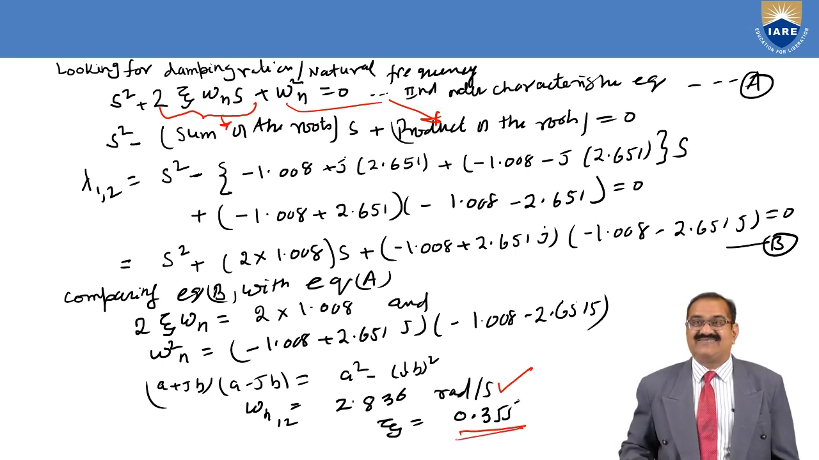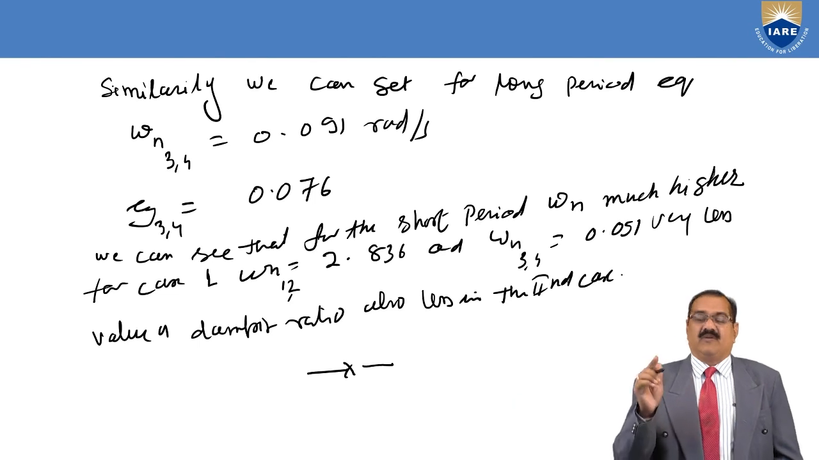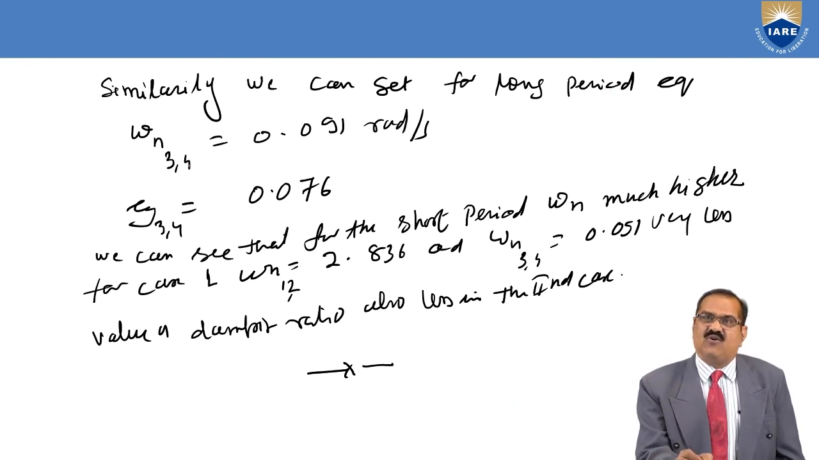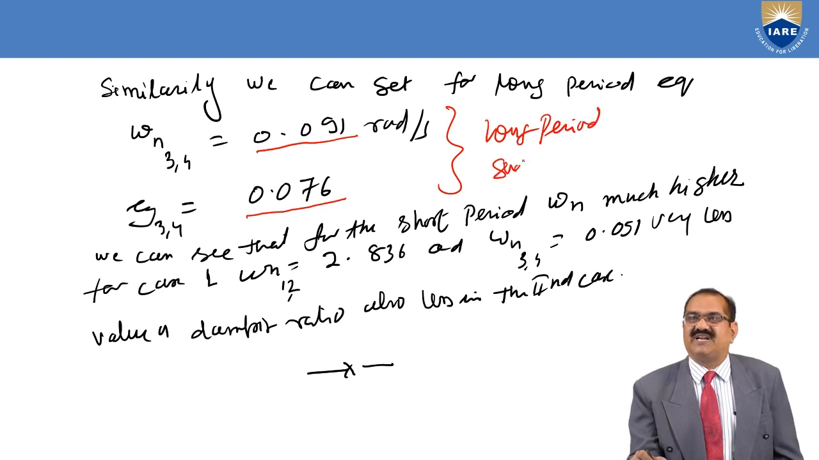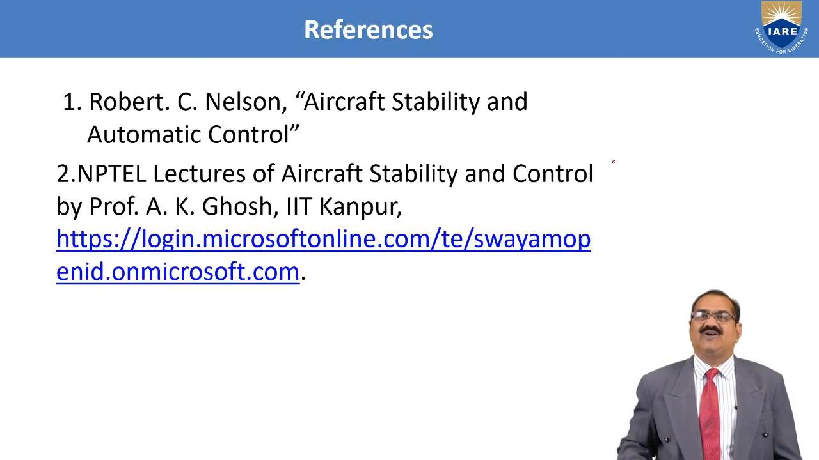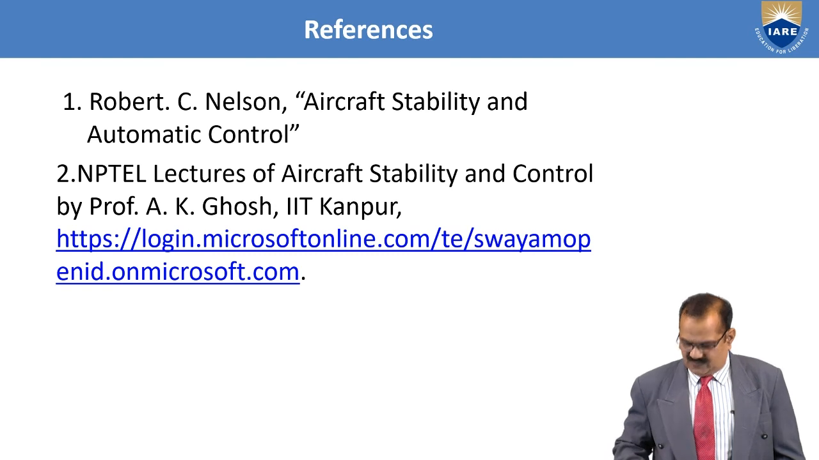Similarly, from the second equation, omega n for lambda 3, 4 we will get 0.093, and the damping ratio is also very small. So we can say that this is the long period mode and the previous one is the short period mode. By this we can find out which one is the short period and which one is the long period mode.